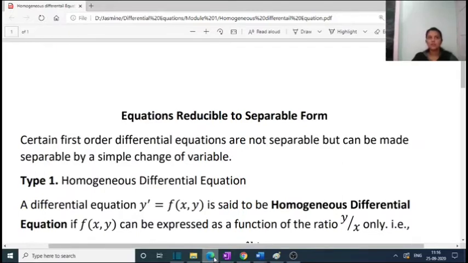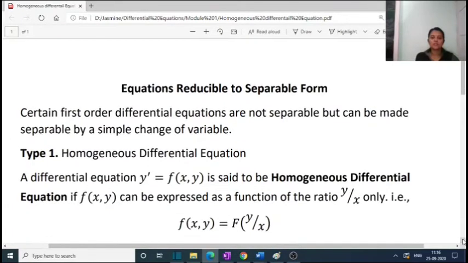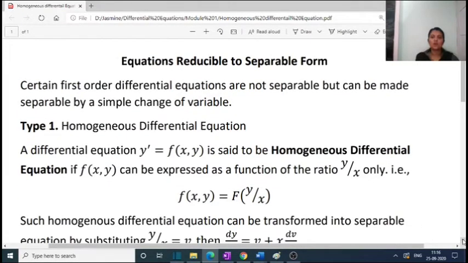A differential equation y dash equals f of x, y is said to be a homogeneous differential equation if f of x, y can be expressed as a function of the ratio y by x only. That is, f of x, y is equal to a function of y by x.